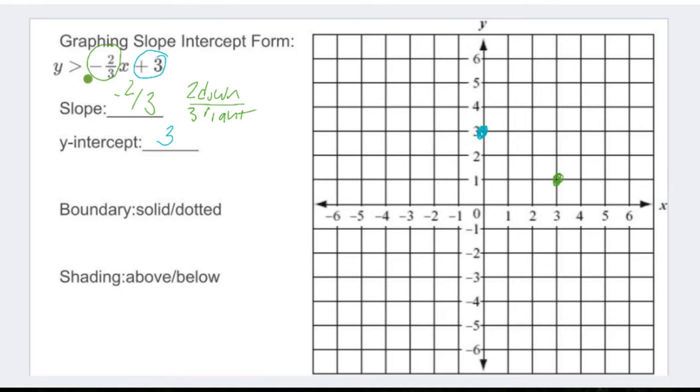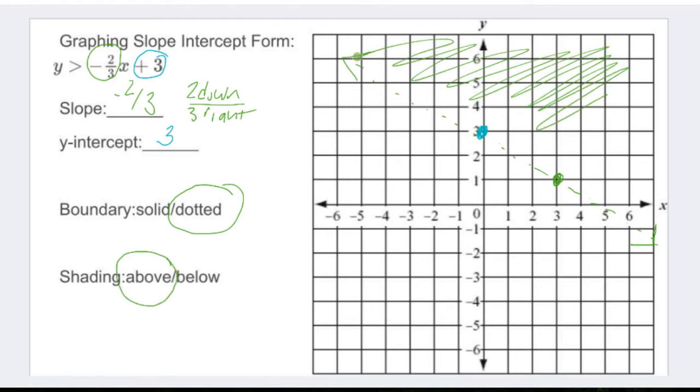Now we just need to look at the inequality sign and make a decision. Is the boundary line solid or dotted? Since this is only greater than, we know it's a dotted line. So dot, dot, dot, dot, and there's this dotted line. Do we shade above it or below? Since it's in slope-intercept, it's easy. We just look at it, it's a greater than sign, so we know we're shading above it. All these points up here in the half plane above the boundary line make the inequality true.